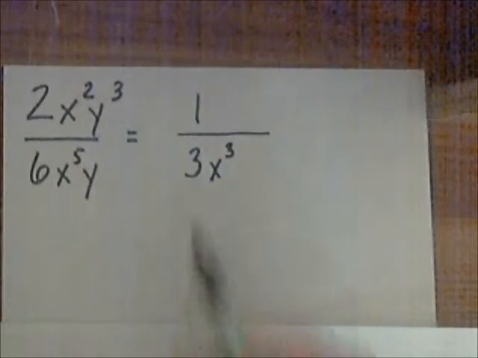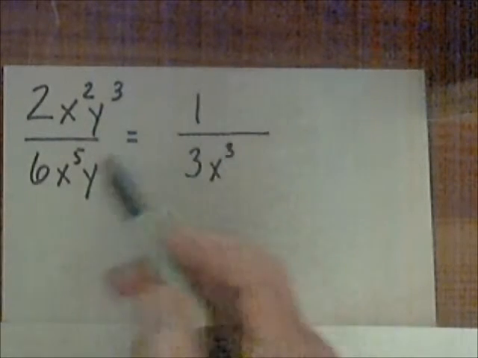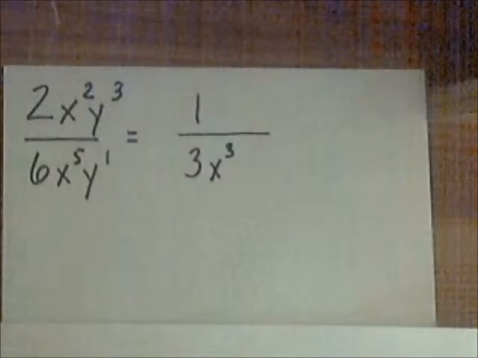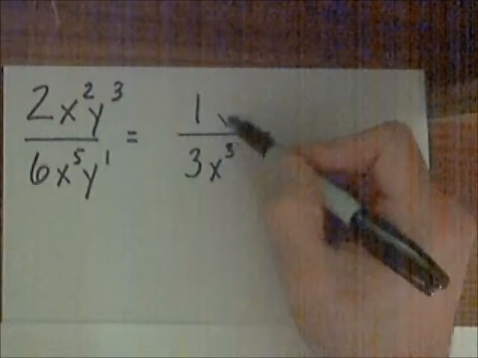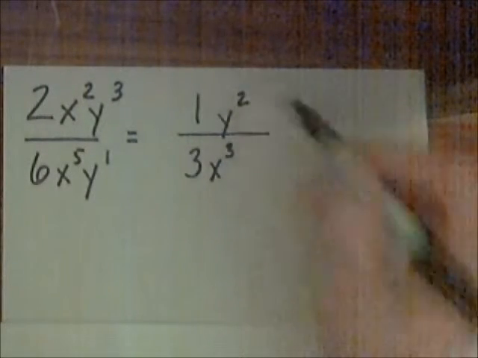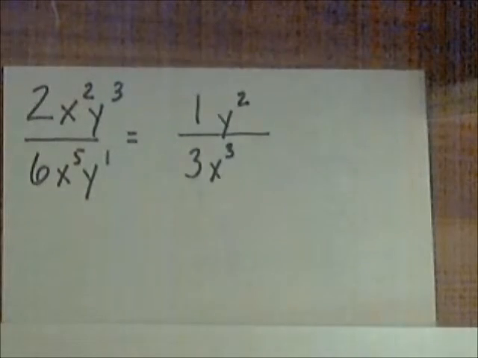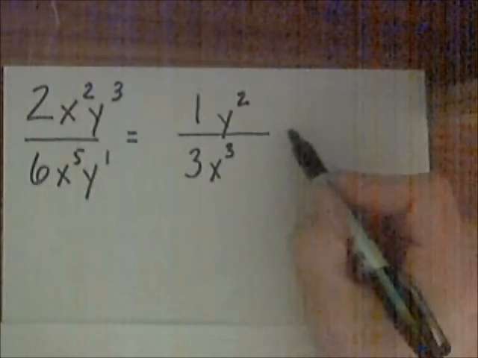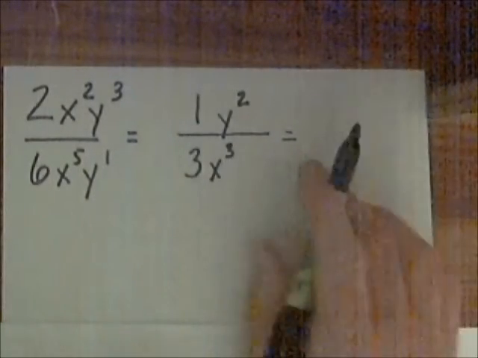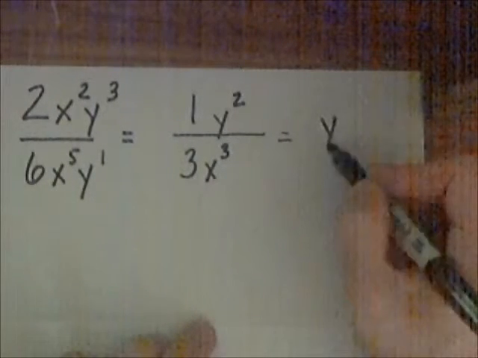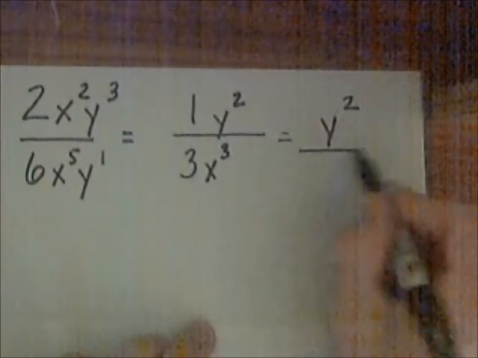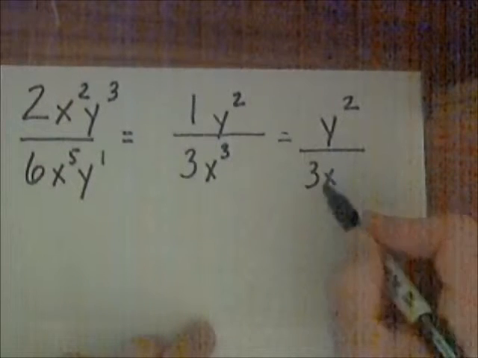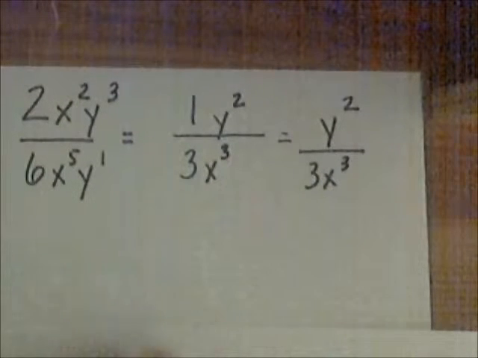Similarly with y, I've got 3 y's on top. I've only got 1 on the bottom. Think of that as a 1. That would leave an extra 2 on top. And since we don't like to write 1's unless we absolutely have to, the perfect answer would be y squared divided by 3x to the third.